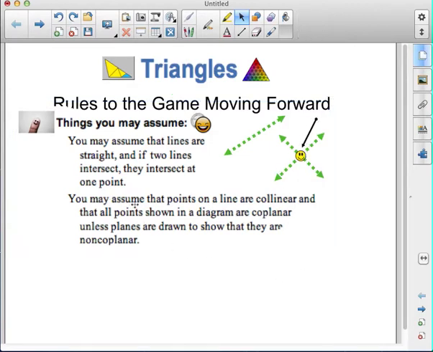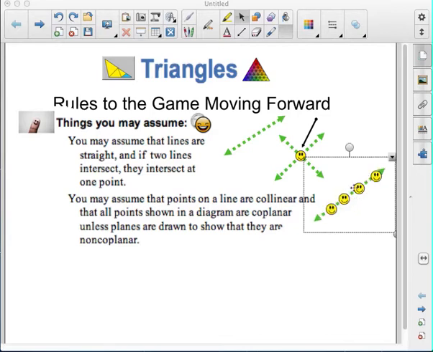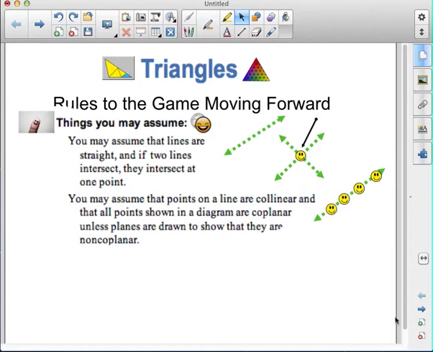Second, you may assume that the points on a line are collinear, meaning that the points are on the line, and that all points shown in the diagram are coplanar, meaning that they are all on the same plane. So if you see a line and it has dots on it, you can assume that all the dots are on the line and that all the dots are coplanar.